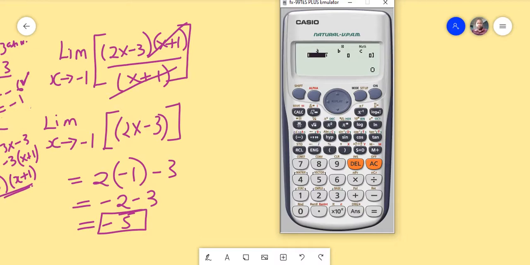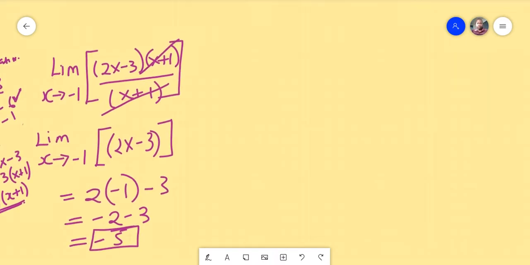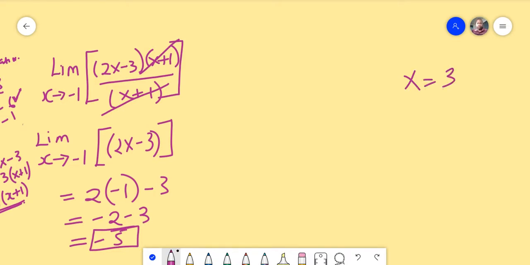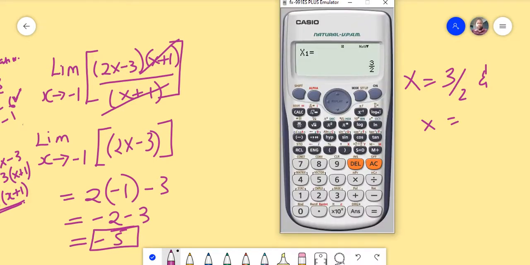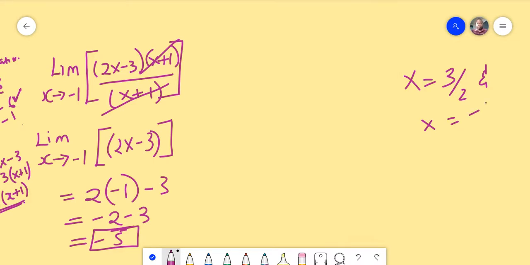So the coefficients were 2, minus 1, and minus 3, and it's giving us the answer as 3/2. So x1, the first x, is equal to 3/2, and the second one is x is equal to minus 1.